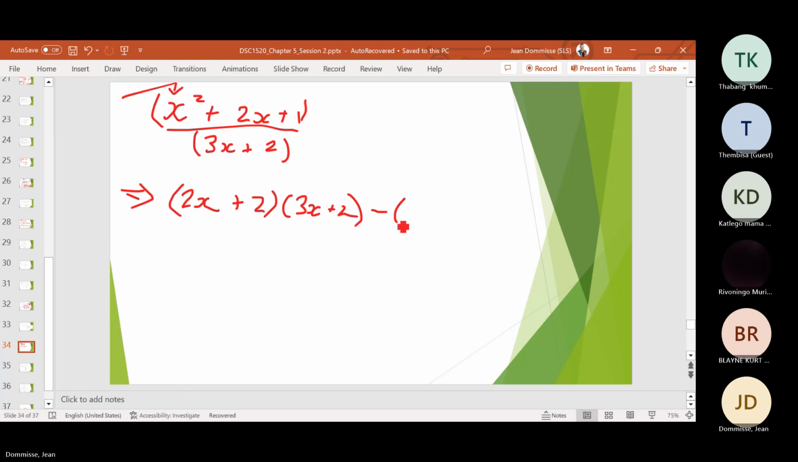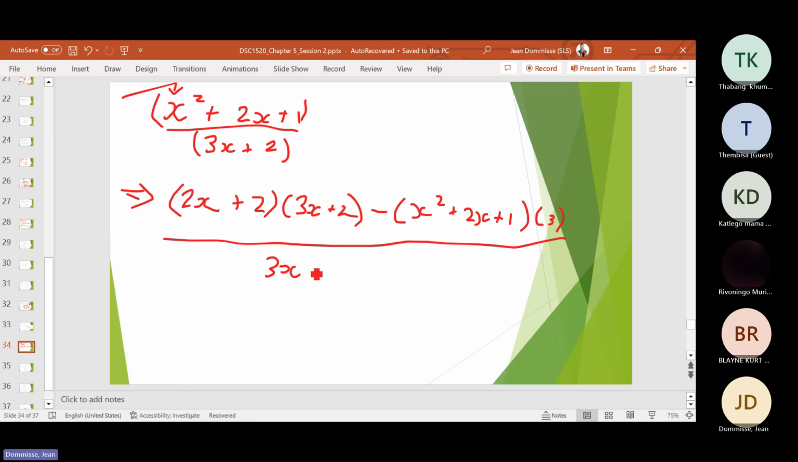minus the top one, and we need to differentiate the bottom one. So 3x becomes 3. And that we will need to divide then by the bottom one to the power of 2.